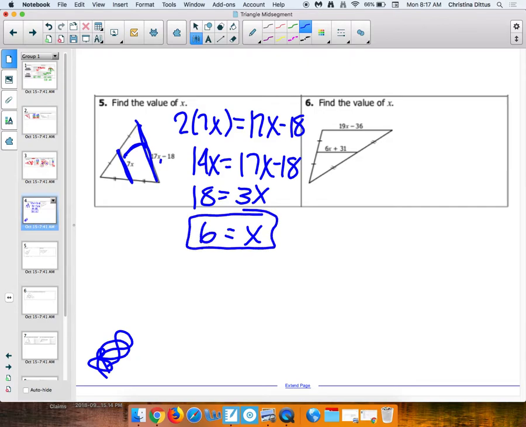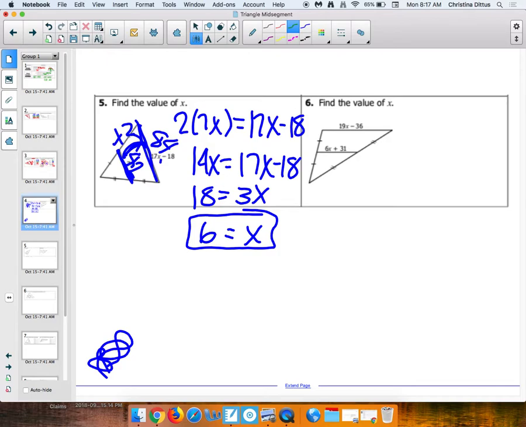If I wanted to check it, 7 times 6 is 42. 17 times 6 minus 18 is how much? 84. It better be 84, because this should be double. I kind of think of it like if you bring it out, you double it. If you bring it in, you half it. I don't know if that helps.